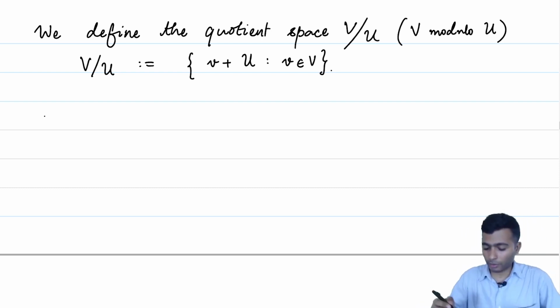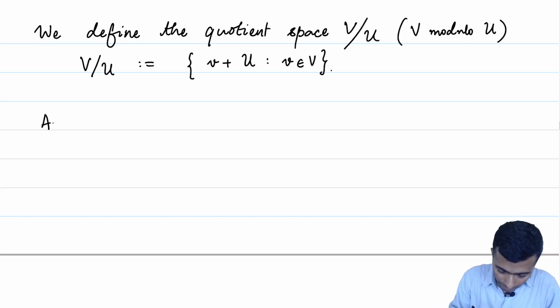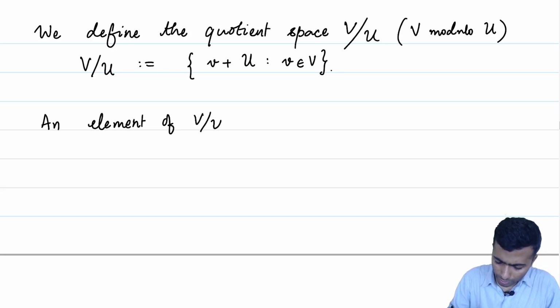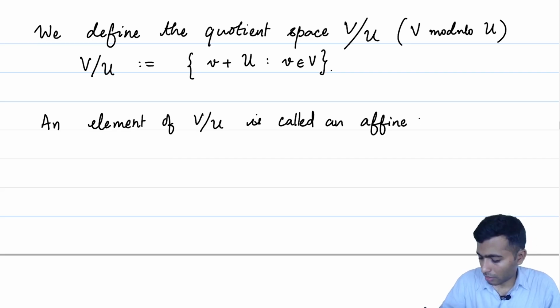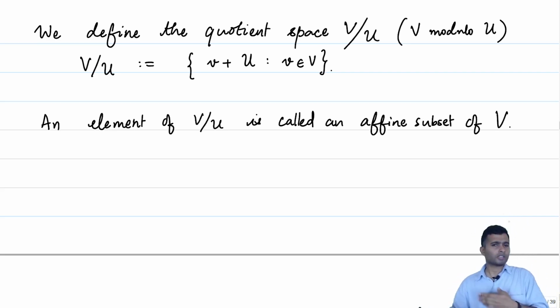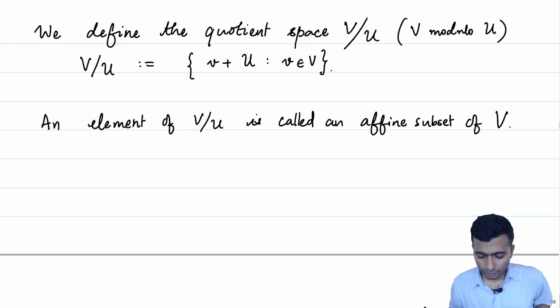So an element, okay, so let me give it a name. An element of V mod U is called an affine subset of V corresponding to U, and V mod U is the collection of all such affine subsets.